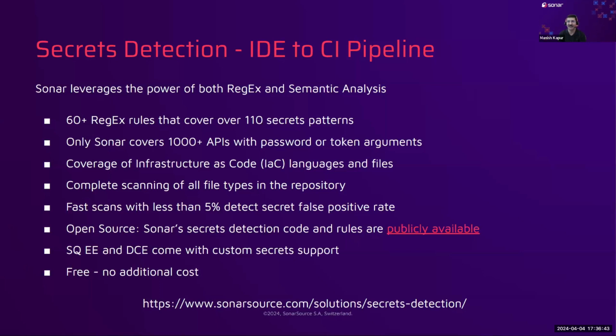We have thousands of APIs where passwords and tokens are passed to those APIs. We can detect those. We also cover infrastructure as code, and we cover scanning of all file types in your repository. And in our benchmark tests, we have seen less than 5% false positive rate.